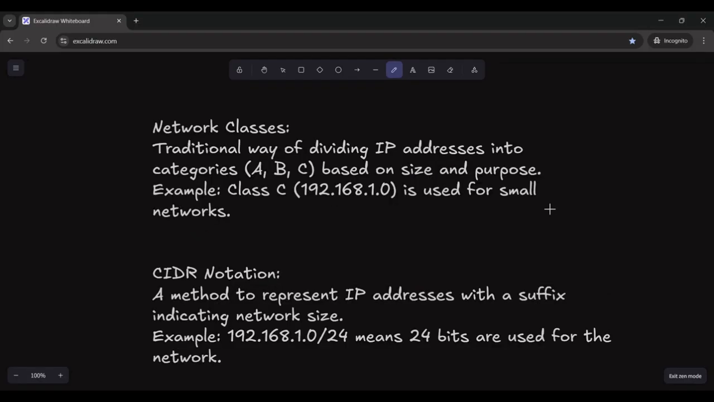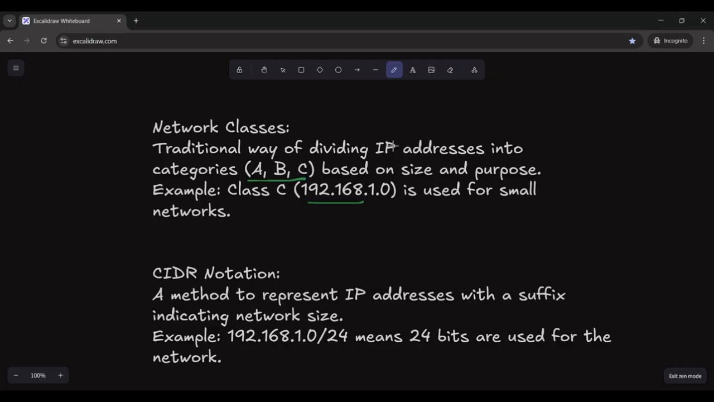Next, you have to understand network classes. It is a division of networks into A, B, and C categories. A class C network, for example, has an address such as 192.168, which is used for smaller or average networks, such as your house. Then there is the class B network, which usually starts from 172, and the class A network, which starts from 10. CIDR notation is a method to represent an IP address with a suffix indicating network size. We will look into CIDR notation in more detail ahead.